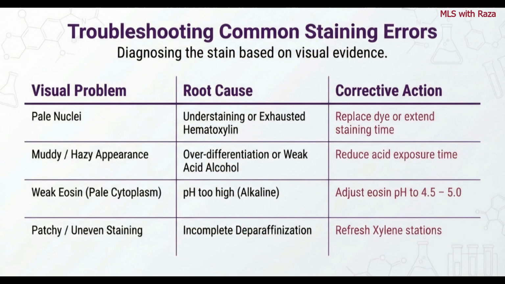The good news is, a lot of errors are correctable. We can actually diagnose the stain itself. So for example, if you're seeing pale nuclei, the likely culprit is that the hematoxylin is exhausted. The fix? Replace the dye. If the slide looks kind of muddy, that probably points to over-differentiation, so you'd cut back on the acid exposure time. Weak eosin staining? That's a huge clue that the pH is too high and needs to be brought back down to its Goldilocks zone. And if you see patchy staining, that often means the wax wasn't removed properly at the start, so it's time to change out the xylene.